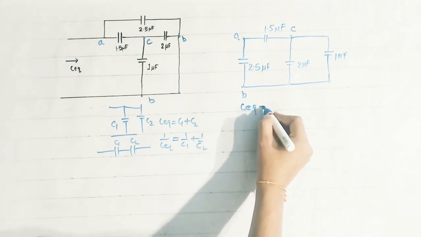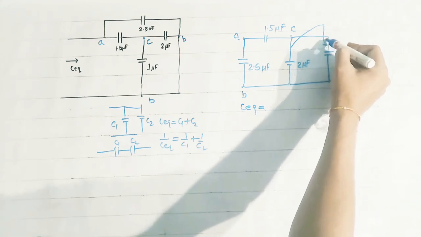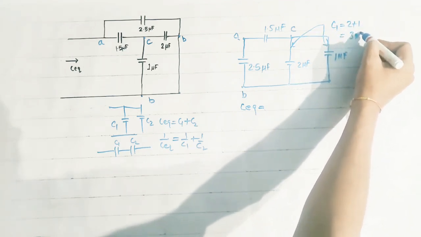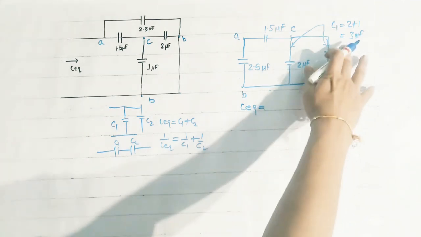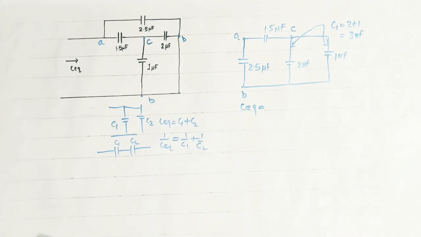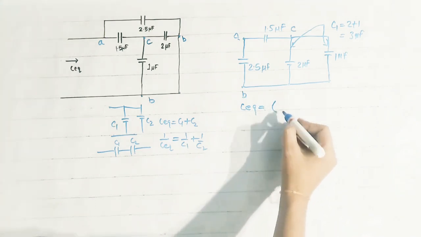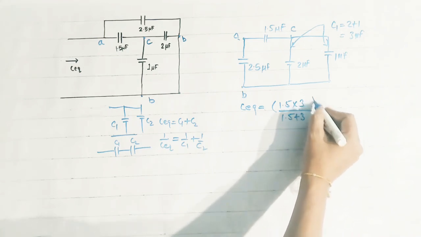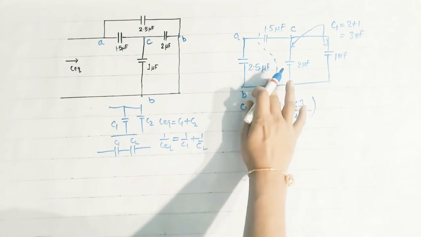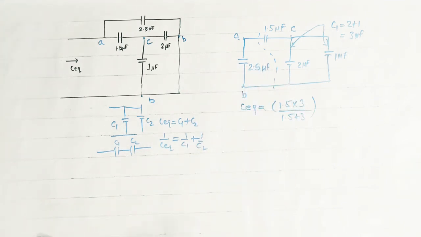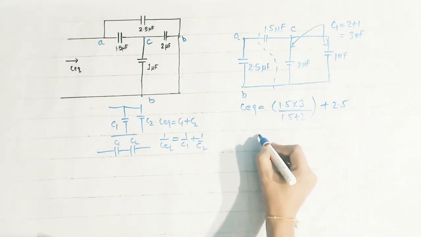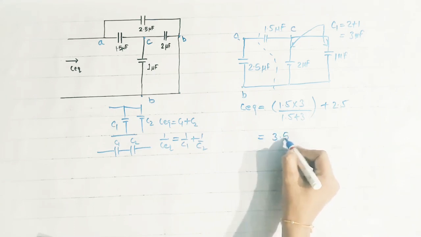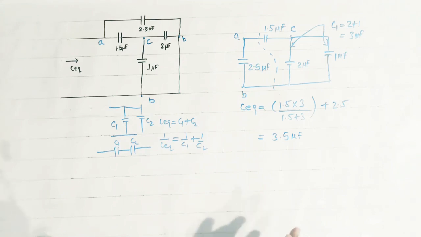Suppose this is a parallel combination. So the equivalent capacitance of this parallel combination, suppose this is C1, equals 2 plus 1, that is 3 microfarad. Now this 3 microfarad and this 1.5 microfarad are in series. So we can find the equivalent capacitance as 1.5 into 3 upon 1.5 plus 3. Now this whole combination is in parallel with this 2.5 microfarad capacitor. In parallel they simply add, so we add plus 2.5. So our answer is 3.5 microfarad. So this is the answer of this question.